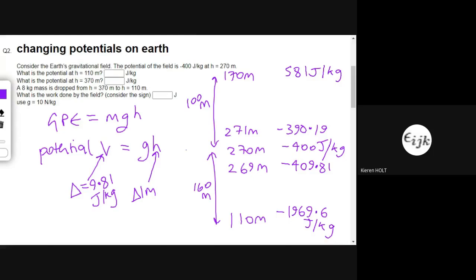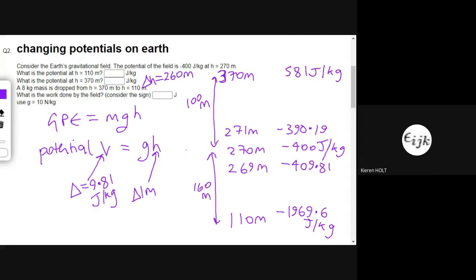And so an 8 kilogram mass has dropped from 370, sorry, that should be 370 to 110. The change in height is going to be 260 meters.